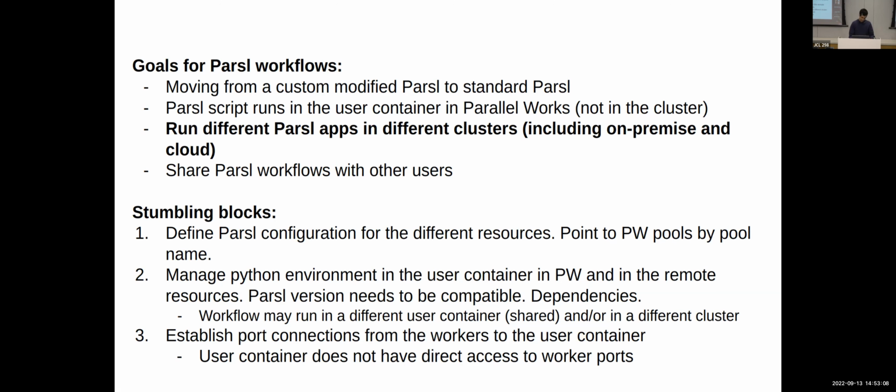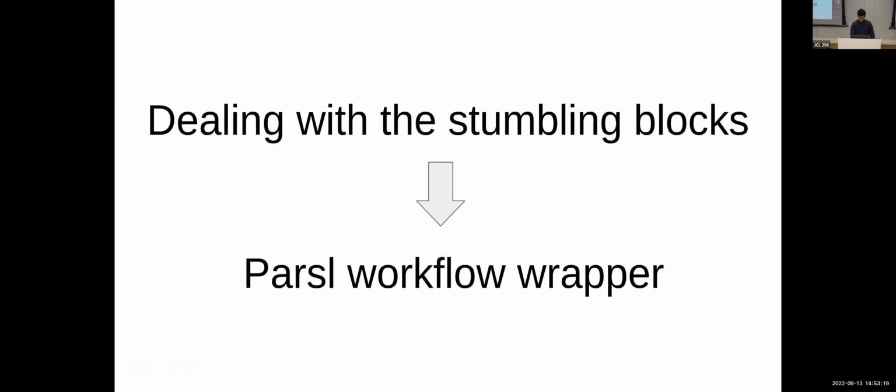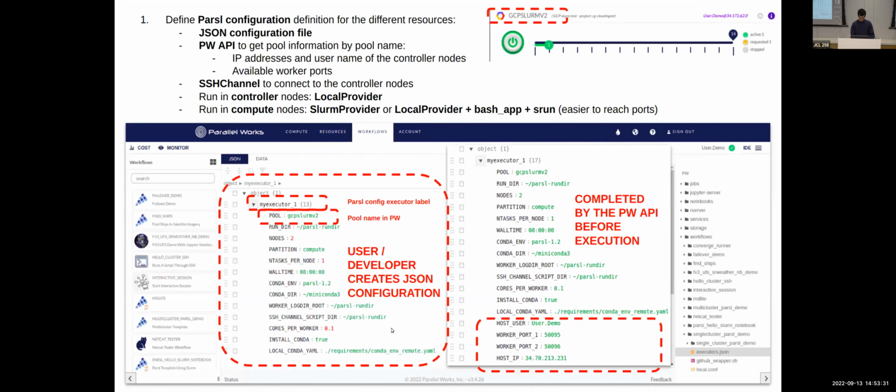And finally, we need to establish port connections from the workers to the user container, which does not have direct access to the worker ports. So to deal with these stumbling blocks, we're using right now at least a Parsl workflow wrapper that runs before and after your Parsl script. Basically, I'm going to talk about how this workflow wrapper solves the stumbling blocks right now.